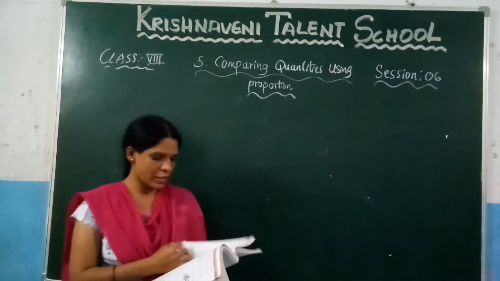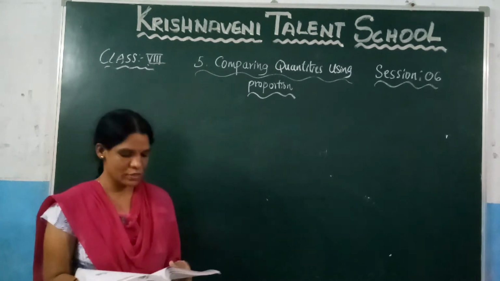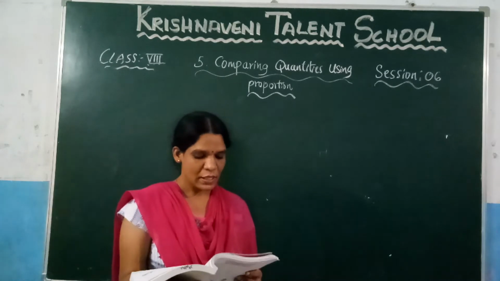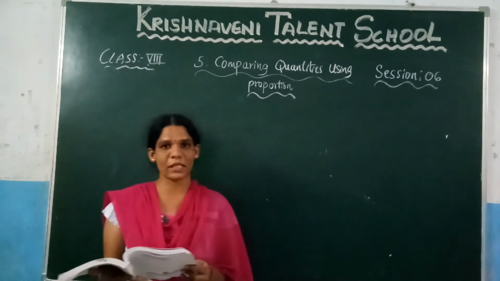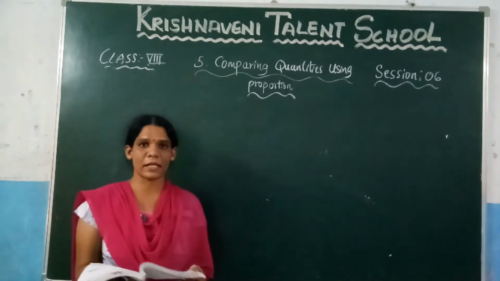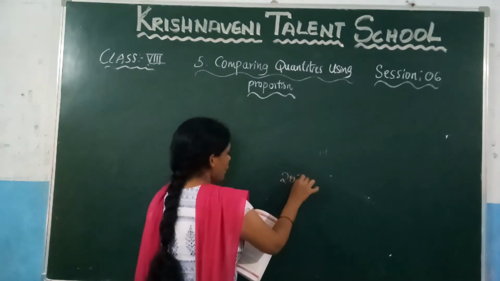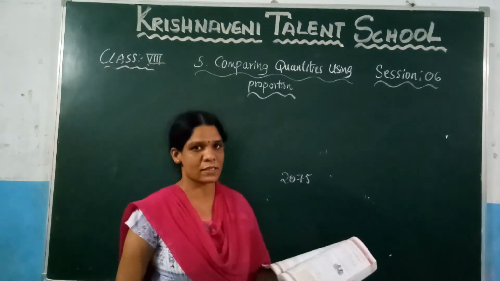Let us say exercise 5.1, 12th question. We have discussed up to 11 questions. Now see the 12th question. What is the 12th question given here? There are 2075 members enrolled in a club during the last year. That means 2075 members enrolled in a club last year. This is the number of members in the last year.